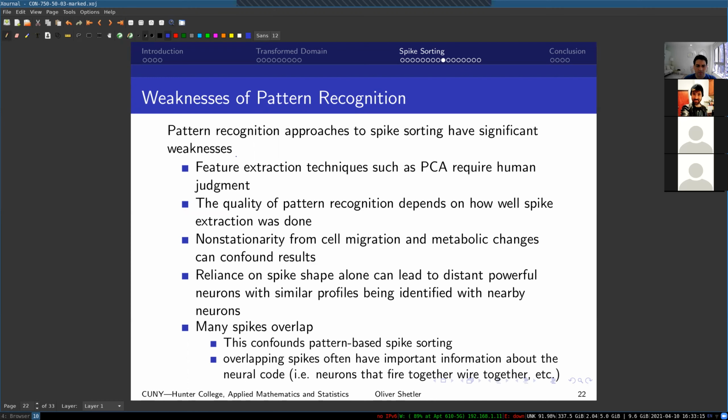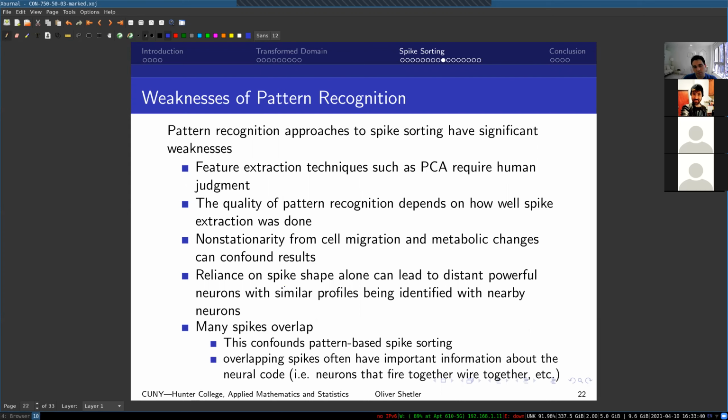The other thing, and I think I've been mentioning this repeatedly, is that this method is vulnerable to the non-stationarity of the spike profiles. And this is something that's known to happen because of cell migration and metabolic changes. And so it's not something that can just be ignored.